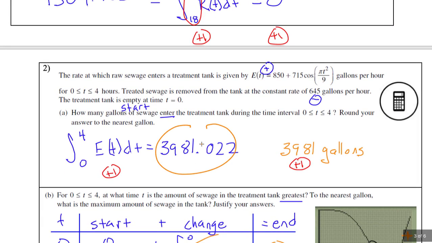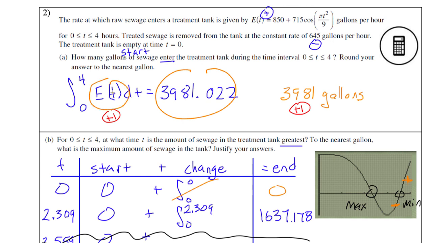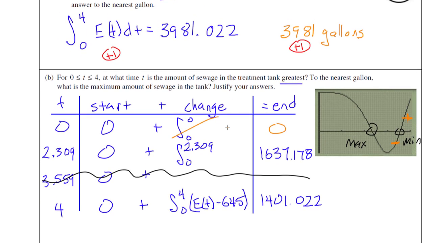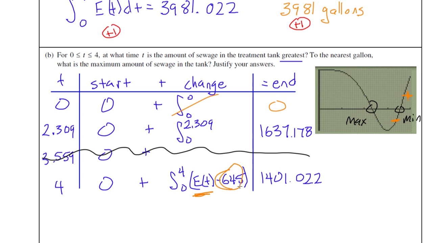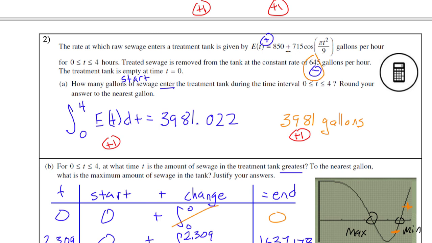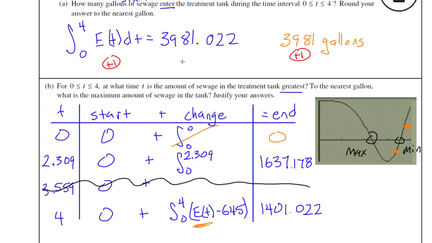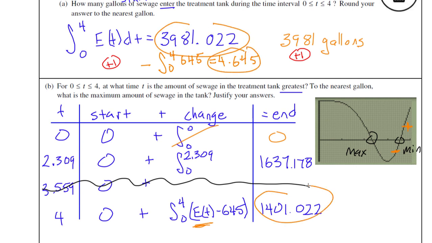Is that the question? Oh yeah, so this is the integral of E, how much is entering. But this is the total amount, so the total amount not only has to have the entering, but also subtract the negative equation. And the negative rate is the 645. So it's going to be the integral of E minus 645, which is, again, slightly different. There is a shortcut for doing it, because you can just say minus the integral from 0 to 4 of 645, and we know how to do that. That's 4 times 645. So if I actually did 3,981 minus 4 times 645, I would get 1,401.022. Notice how it's 0.022 also. Yeah, good question.